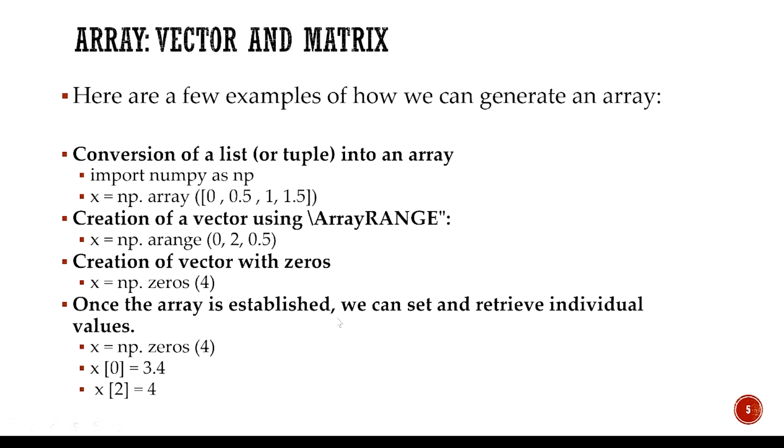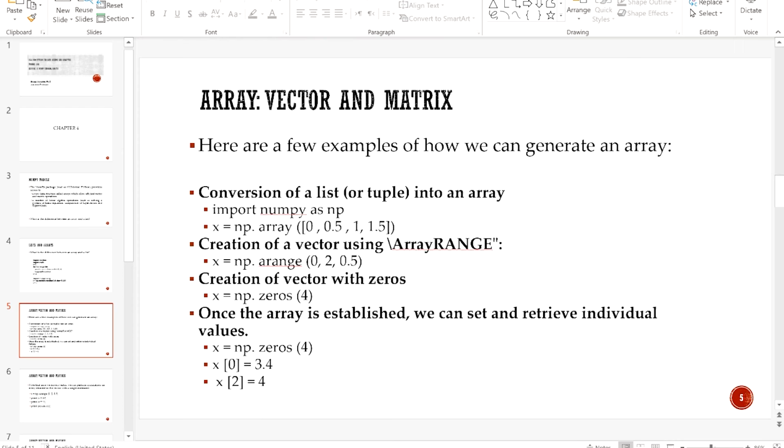Once the array is established, we can set and retrieve individual values. Let's say we want to update values for x. The position of the first item by default is 0. Then you can assign the new value. So x[0] is equal to 3.5. x[2] is actually the third element, and now it's equal to 4. Let's implement this in a notebook and you can see the result.